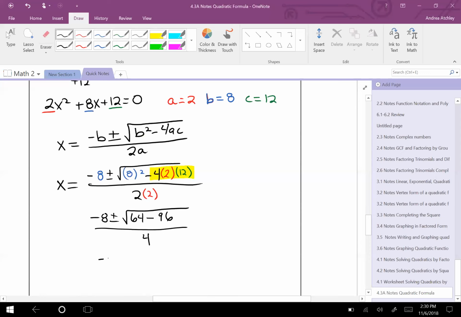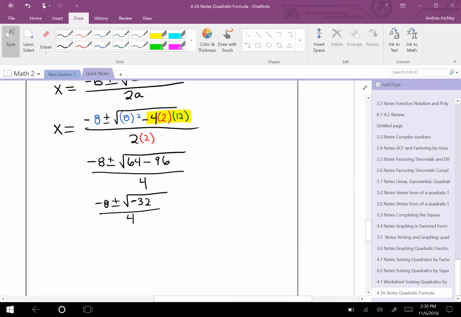Then I have negative 8 plus or minus the square root. 64 minus 96 is negative 32 over 4. Do I know the square root of negative 32? No, I do not. Do I know the square root of a negative number? It's imaginary. Okay, since there's a negative inside there, it needs to have an imaginary number.